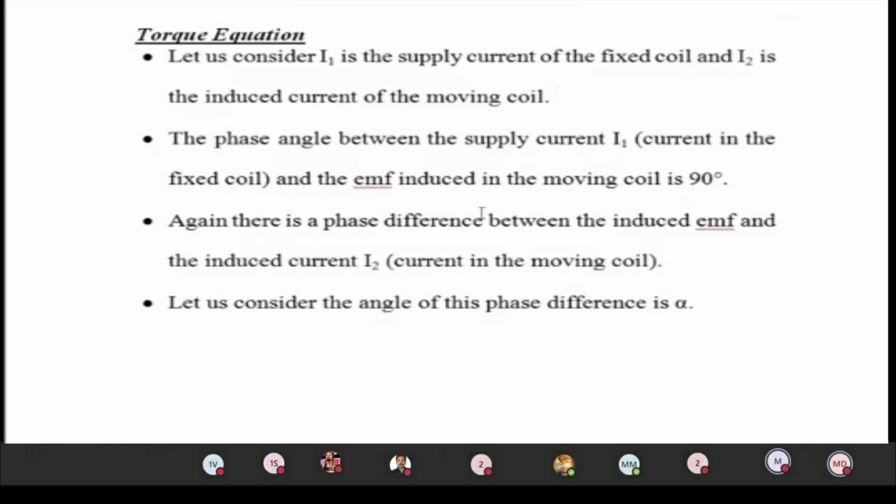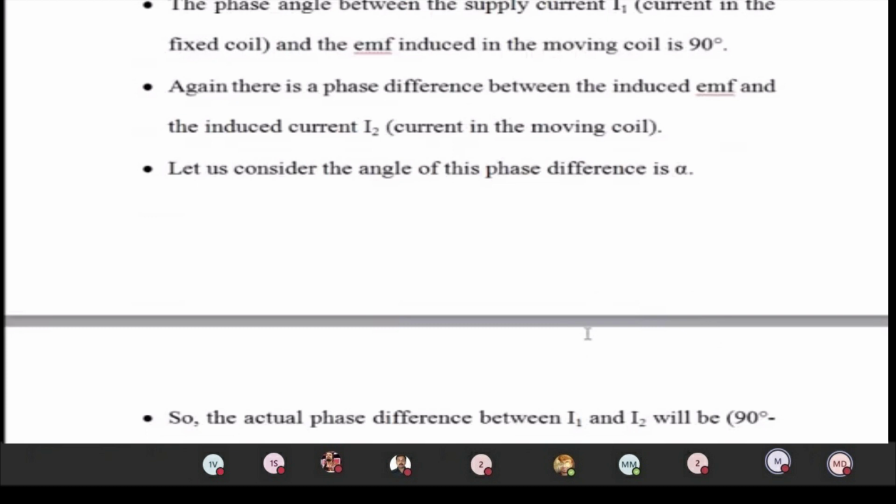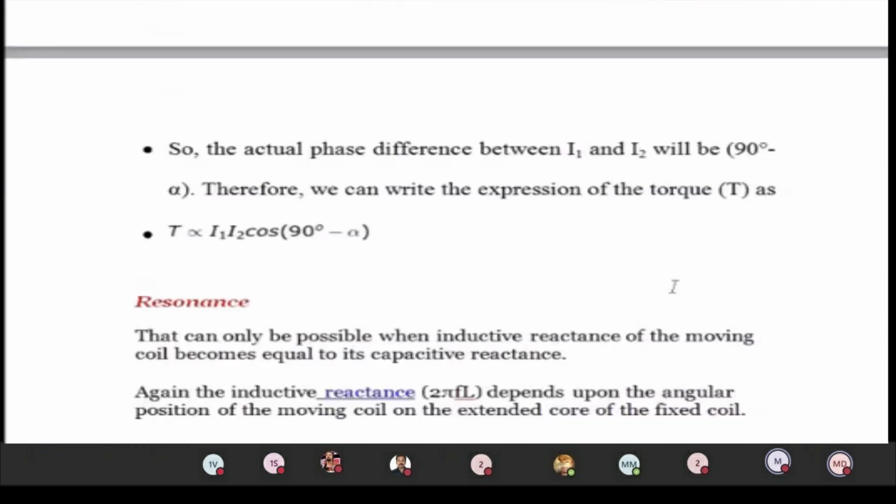And the fourth assumption: one more phase difference exists between the induced EMF and the current in the moving coil, I2. We can take it as alpha. So the total phase difference between these two, that is currents I1 and I2, or we can say the current in the moving coil and the current in the fixed coil.